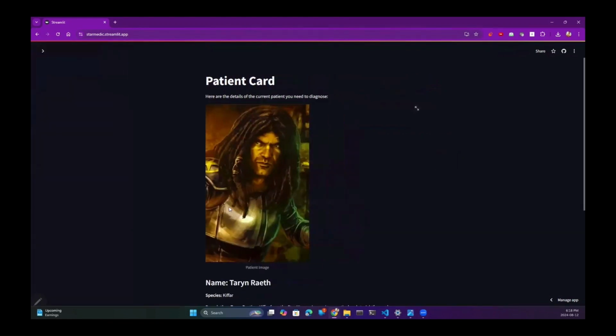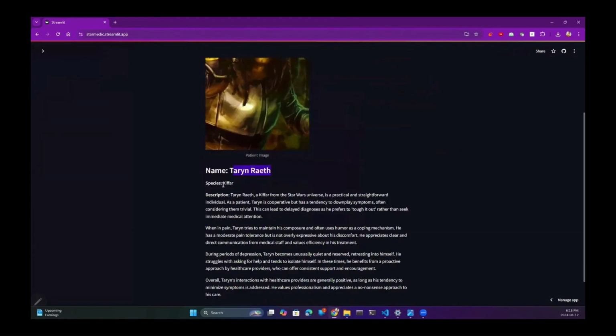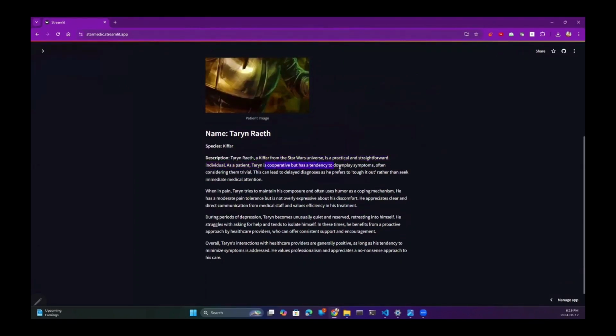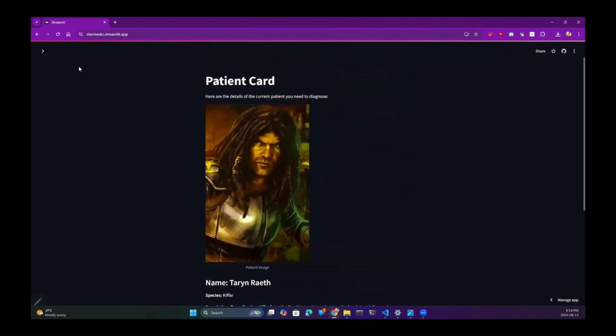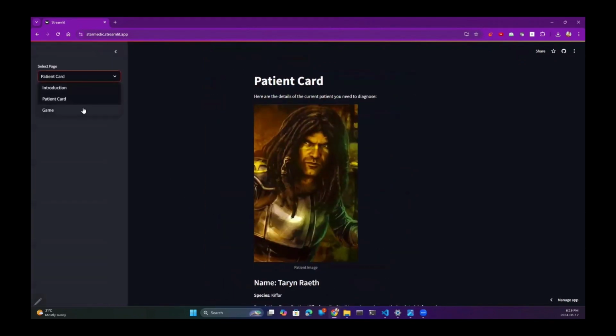So we can start by understanding who our patient is. Our patient is Tyron Wraith, and he is a Kifar from the Star Wars universe. Two main things about him: he usually has a tendency to downplay his symptoms and considers them trivial. Also, he uses humor as a coping mechanism. We're going to use this information while trying to diagnose Tyron and see what he has going on with him, trying to see if we can diagnose him accordingly.